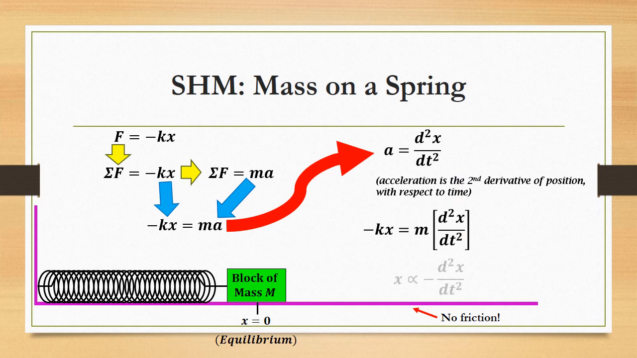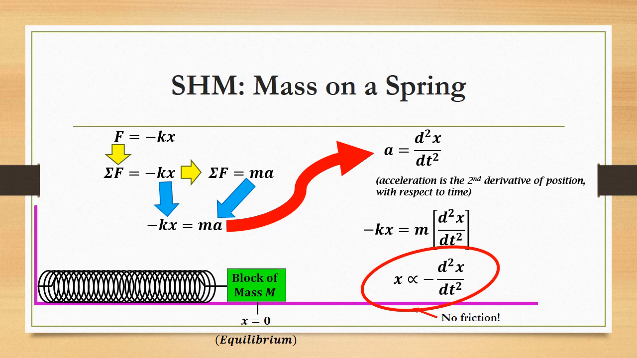What does that mean? It means that the position of an object that moves under the influence of a spring force only, or in simple harmonic motion, its position is proportional to the negative of its own second derivative. Because, again, the second derivative of position is acceleration. So, as I change x, the second derivative, or acceleration, changes proportionately, but in a negative fashion.